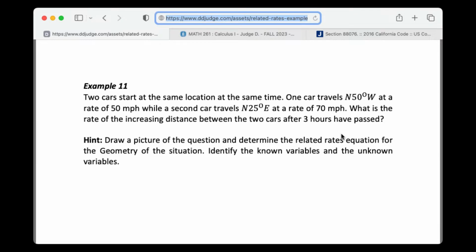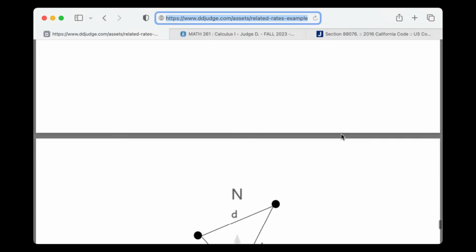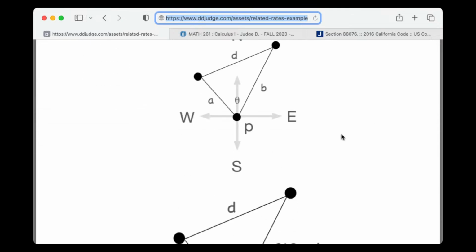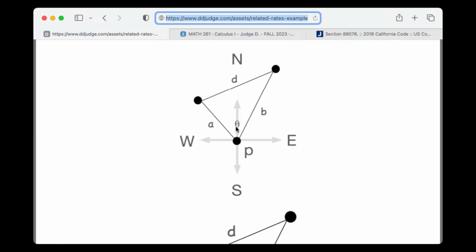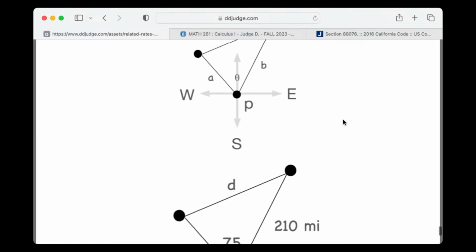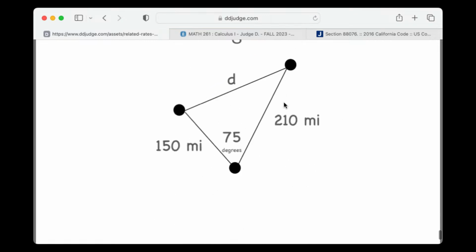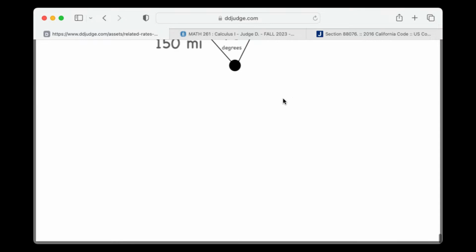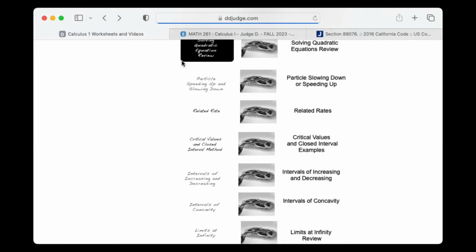Should have just said, here, do this. What is the rate of increasing distance between the cars 3 hours have passed? I put a lot of time and energy into this, by the way. That's navigation, A and B and the angle between them, and then D. That's a classic law of cosines. That's side, angle, side information.